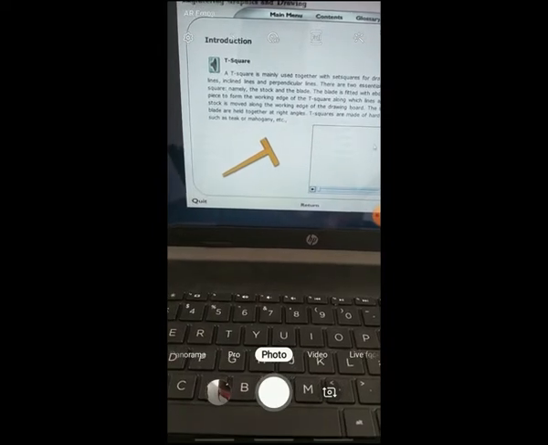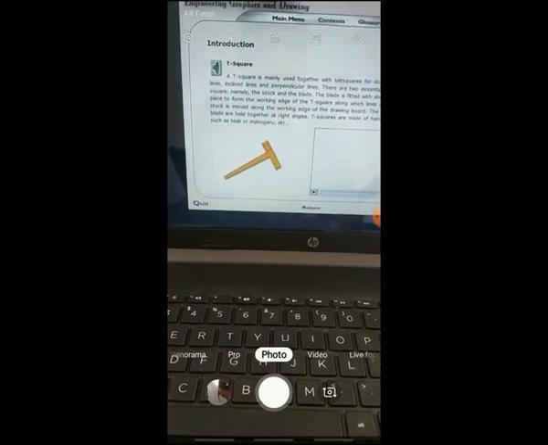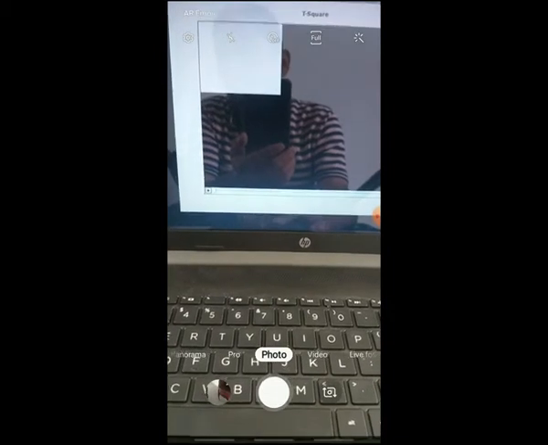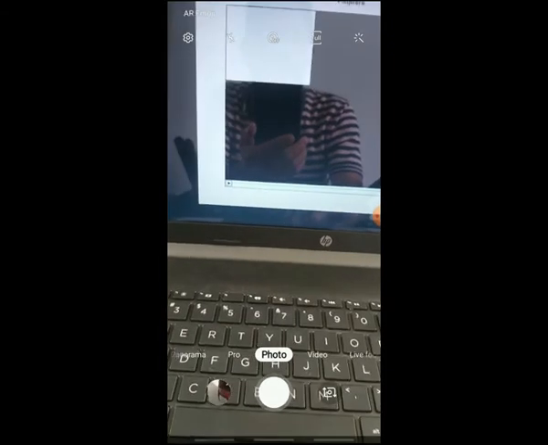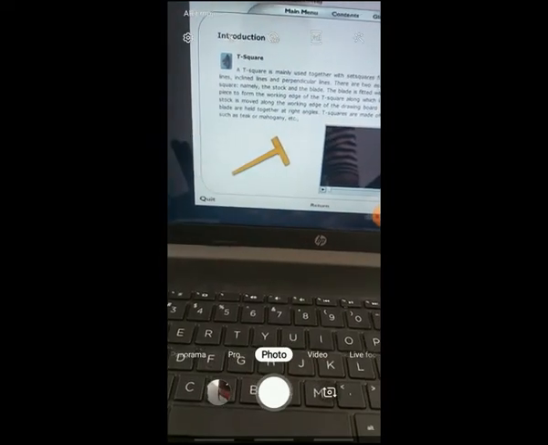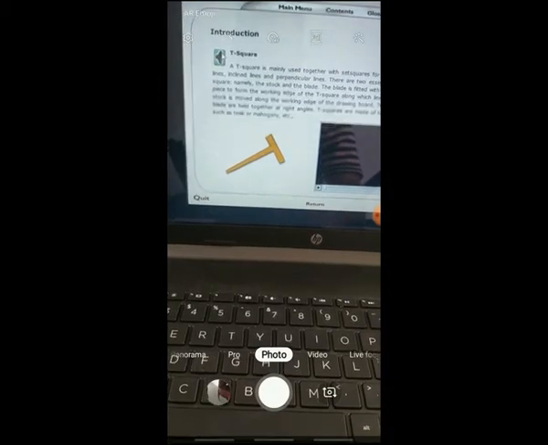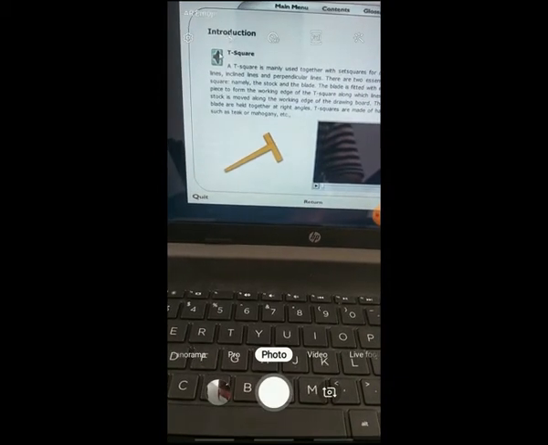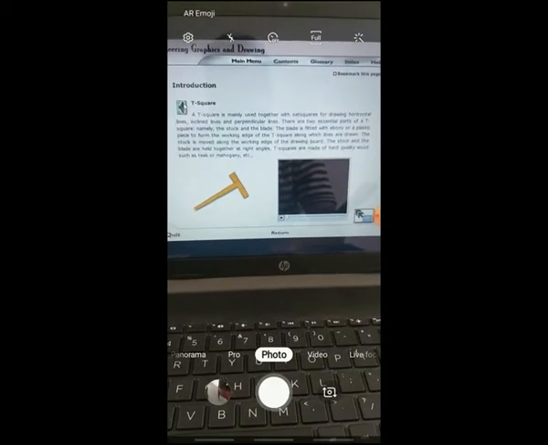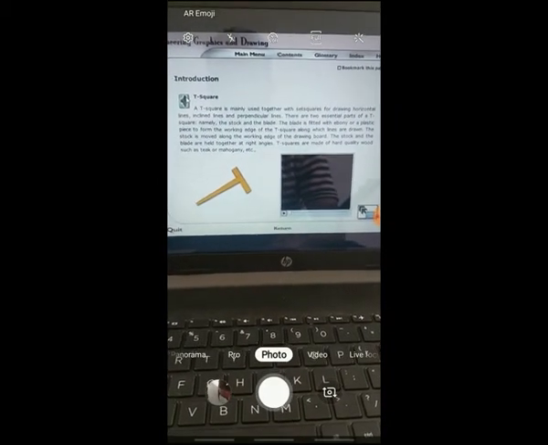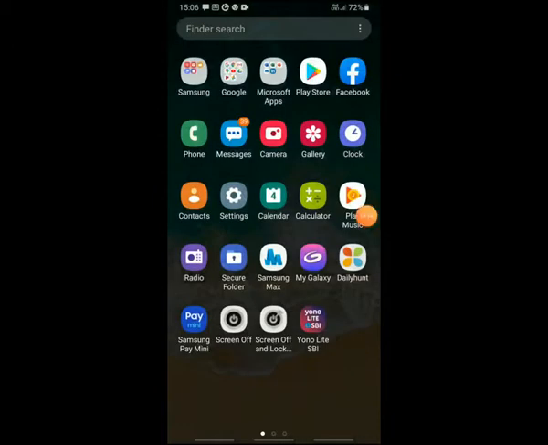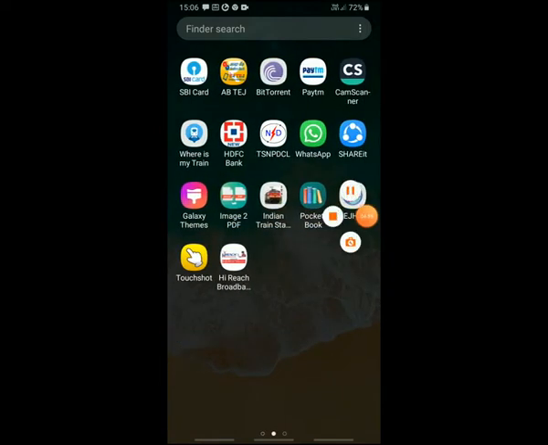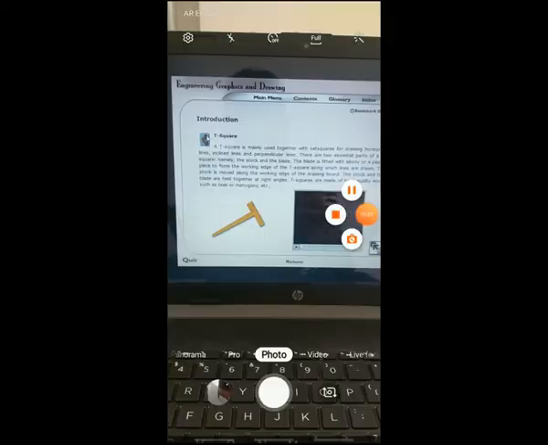T-square. A T-square is mainly used together with a set square for drawing horizontal lines, inclined lines and perpendicular lines. There are two essential parts of a T-square, namely the stock and the blade. The blade is fitted with ebony or a plastic piece to form the working edge of the T-square along which lines are drawn. The stock is moved along the working edge of the drawing board. The two parts are fixed together at right angles.